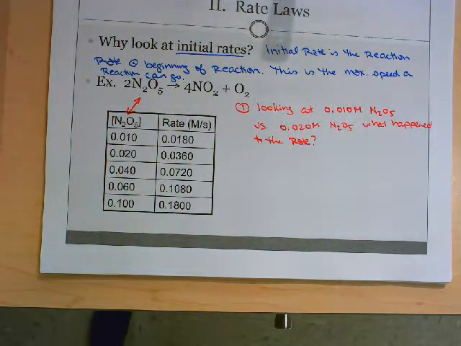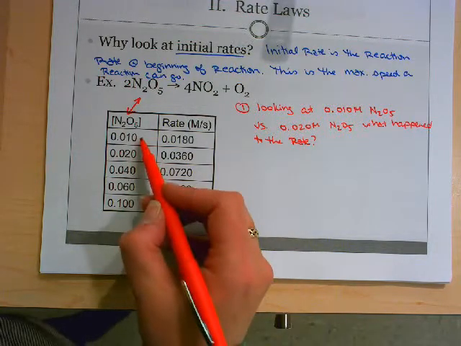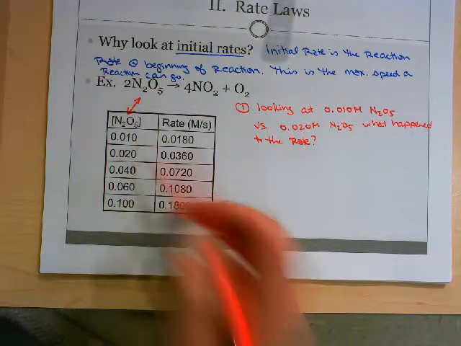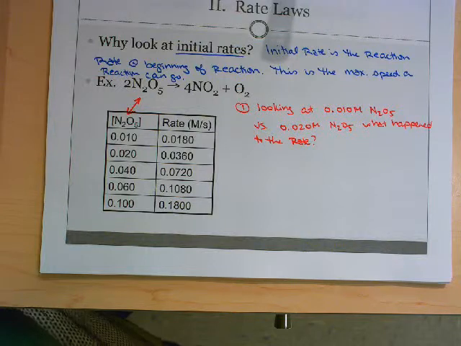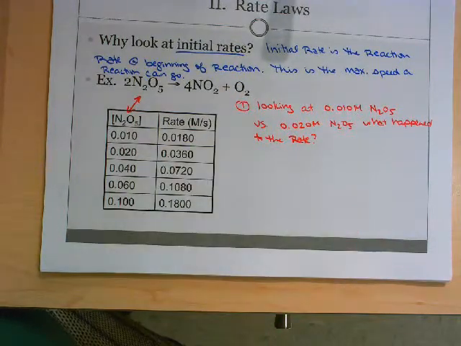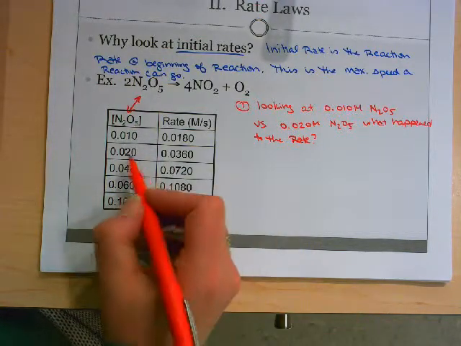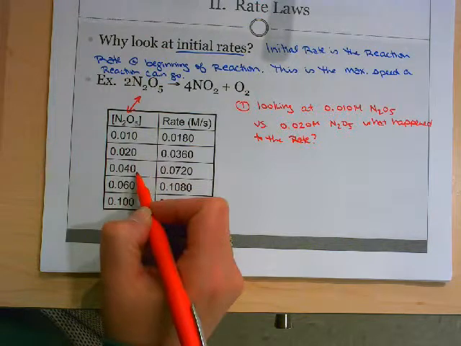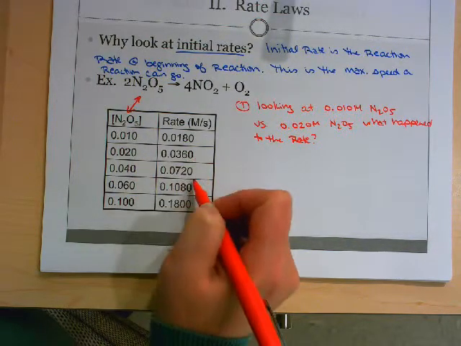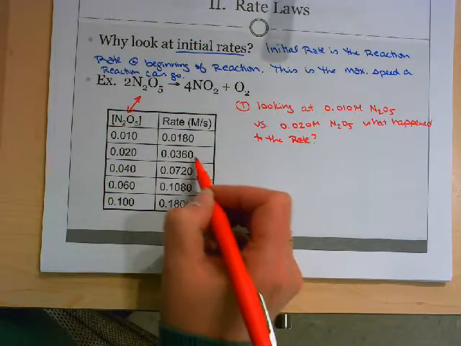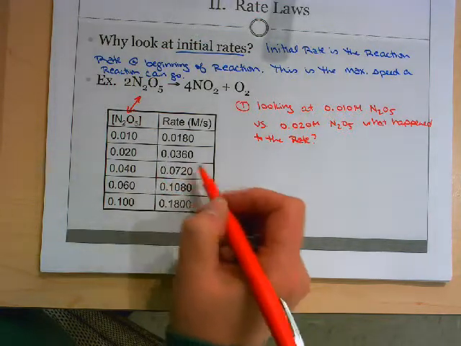Alright, so let's look at 2 points. 0.01 versus 0.02. What happened to the rate? Well, first of all, what happened to the concentration? Doubled. I doubled the concentration. What happened to the rate? Doubled also. Alright. 0.2 to 0.4. What happened to the concentration? Doubled. What happened to my rate? It doubled. Double the concentration, double the rate.